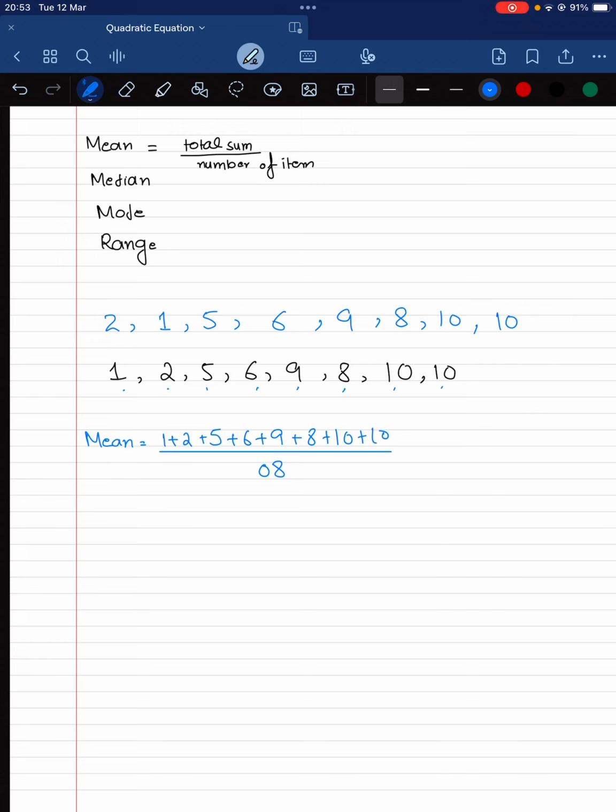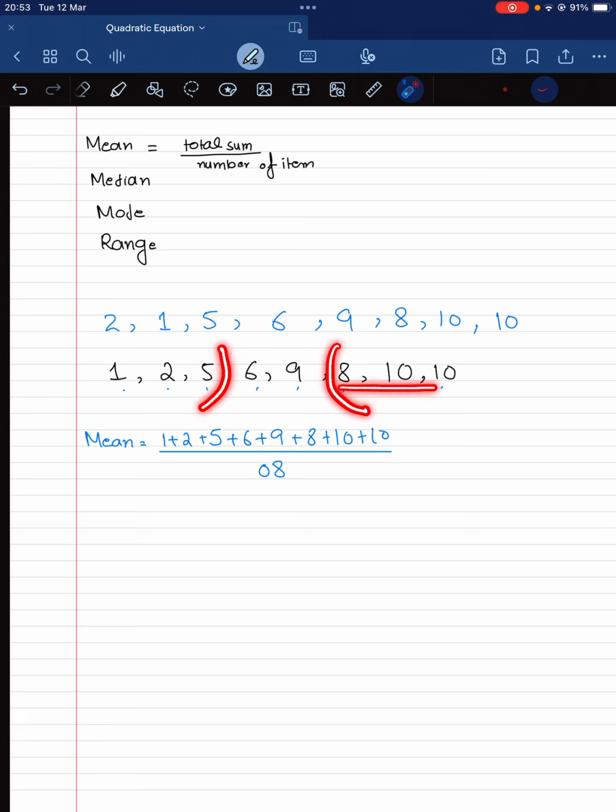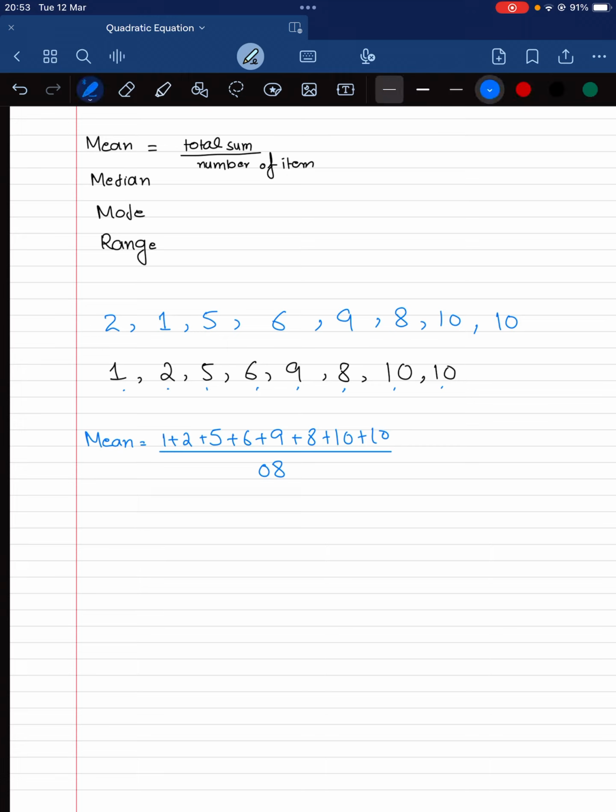Then we have the median, which represents the middle value. How can we find the median? We can divide the data into two parts. We have three numbers on this side, three numbers on that side, and then two numbers at the middle. We need to find the middle value between these two numbers, so we add them and divide by 2. This will give us the median. So 6 plus 9 over 2, so it's 15 over 2, so the median is 7.5.